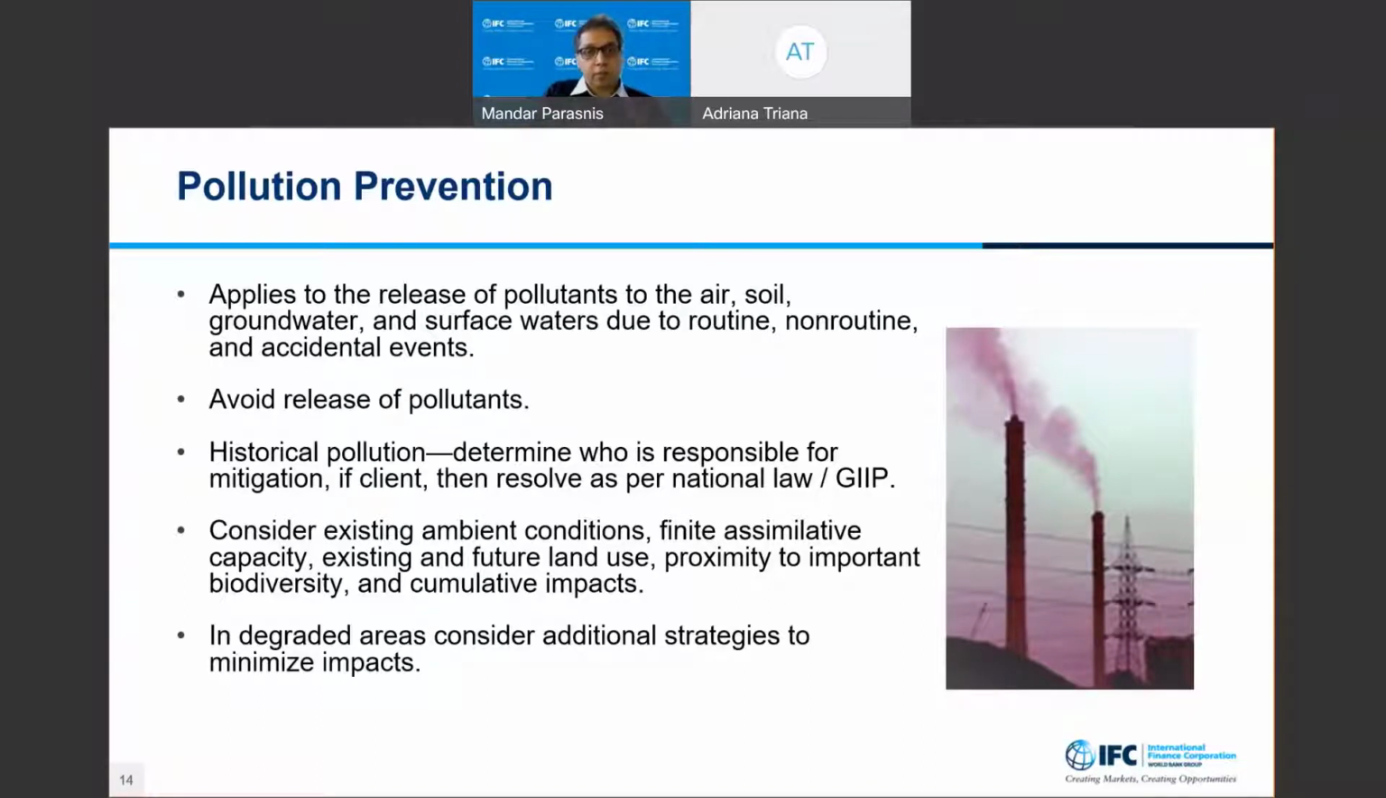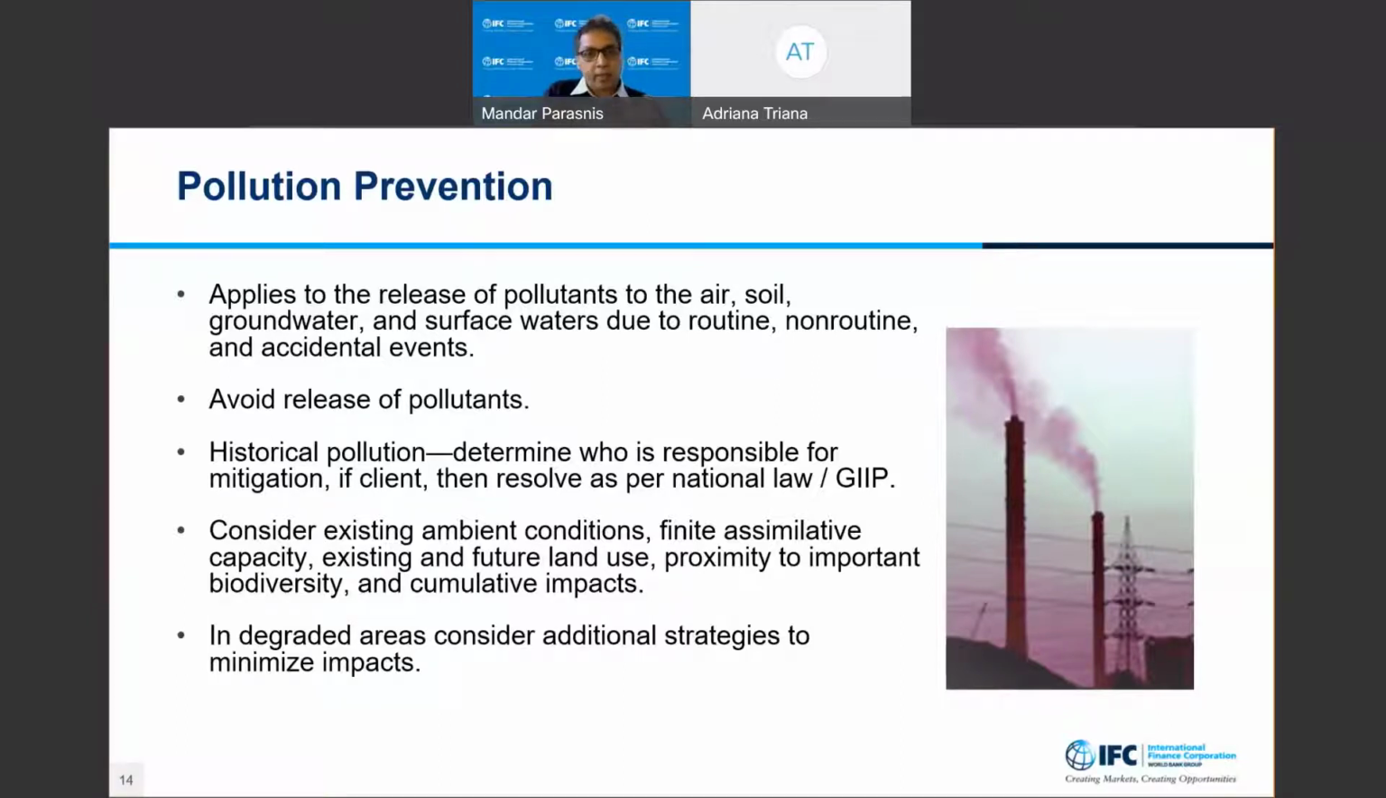This PS3 provision, which is in clauses 10 and 11, applies to the release of pollutants to the air, soil, groundwater, surface water due to routine, non-routine, and accidental events. So this covers all the types of waste and emissions that are coming from the project regularly, occasionally, and accidentally. Again, the idea is to avoid the release of pollutants to the extent possible.